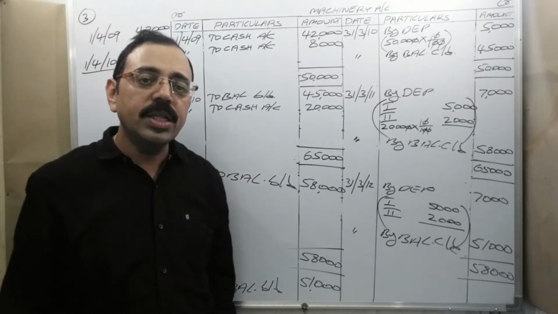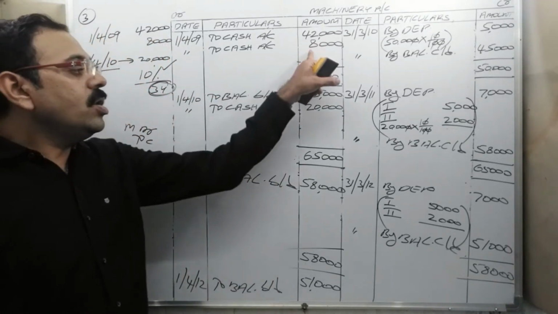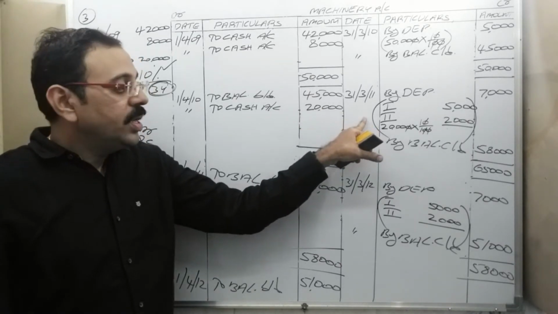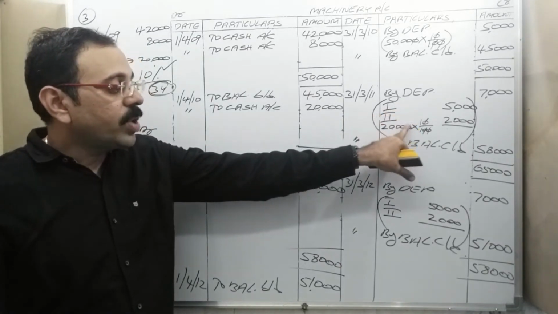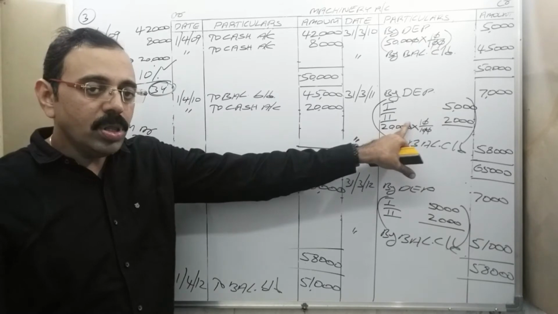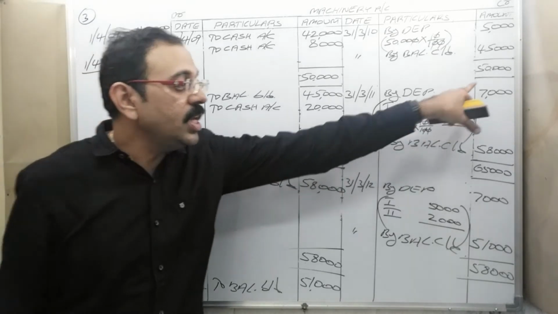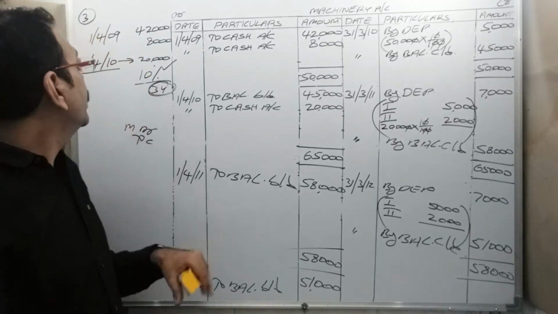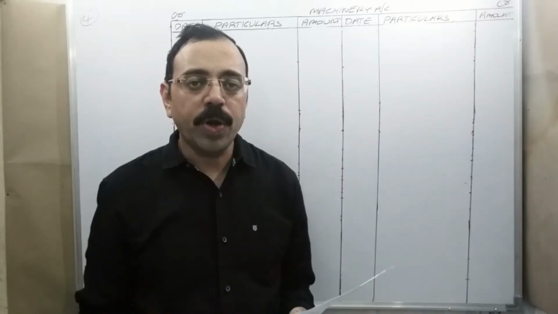So what is the new point in this problem? There are two assets. When two assets are there, in the inner column we have to calculate the depreciation on both, and the total depreciation in the outer column we have to take. Clear? Now next problem, the fourth problem.